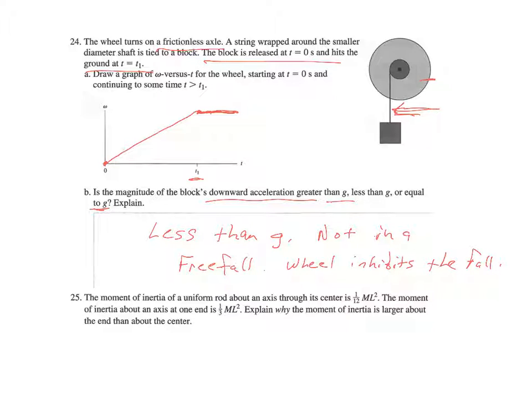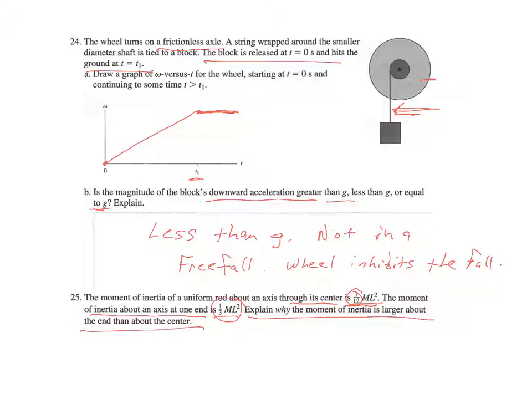The moment of inertia of a uniform rod, we did one in class with that. The moment of inertia is 1/3. Explain why the moment of inertia is larger about the end than about the center. Well, 1/12 is going to make this smaller. So around the center it's smaller, it'd be easier to push. The one around the end is bigger. 1/12 is smaller than 1/3.